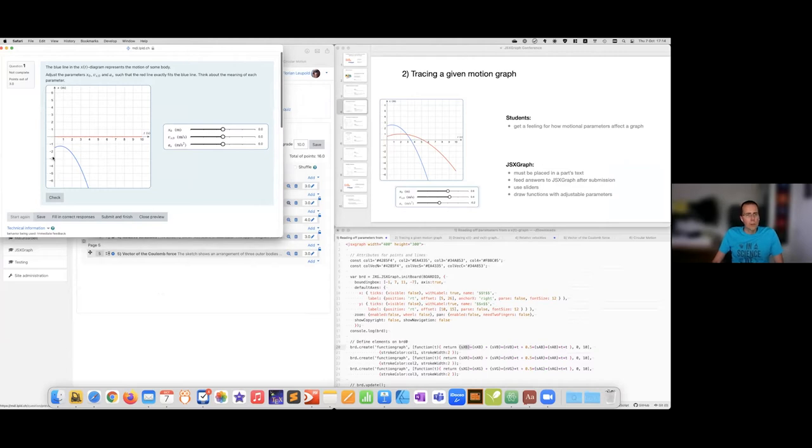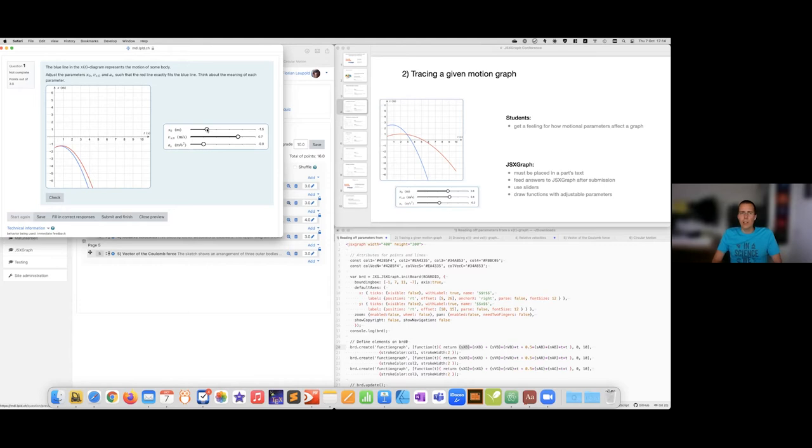Here I show the blue line, which is supposed to represent some accelerated motion of a particle. And the students are supposed to match the red line exactly with the blue line. And by doing that, they should get a feeling of how these parameters actually work in conjunction with the graph. So how does changing a parameter change the look of a graph? And if they do it correctly, they are able to exactly put the red line above the blue line here.